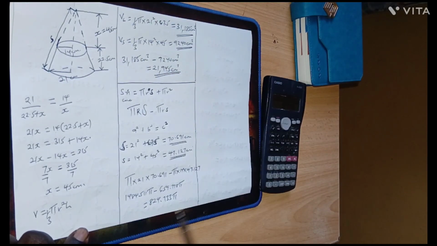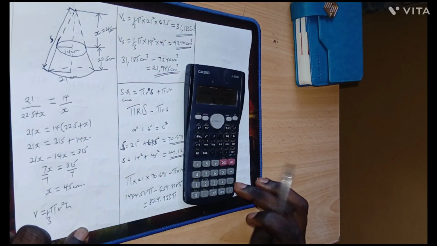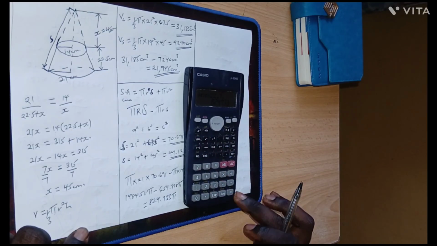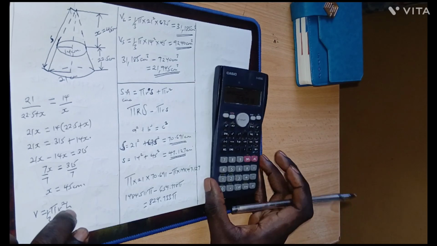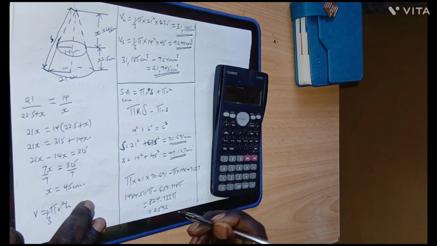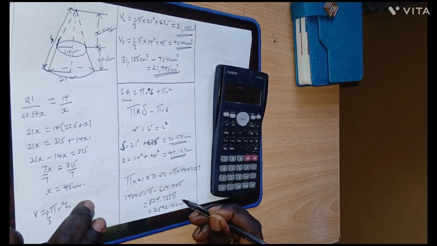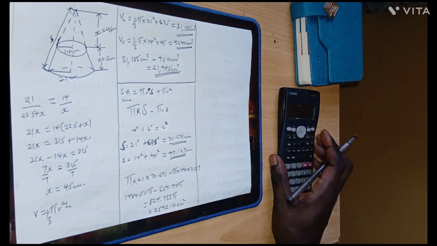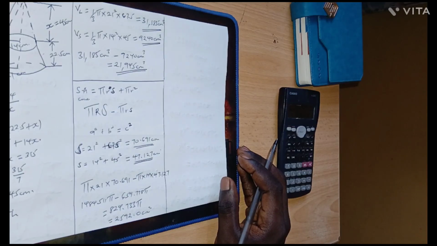But remember it's still in pi, so we can just multiply by 22 over 7. That gives us 2592.0 centimeters squared. Once we have that, that's the surface area value of the frustum.